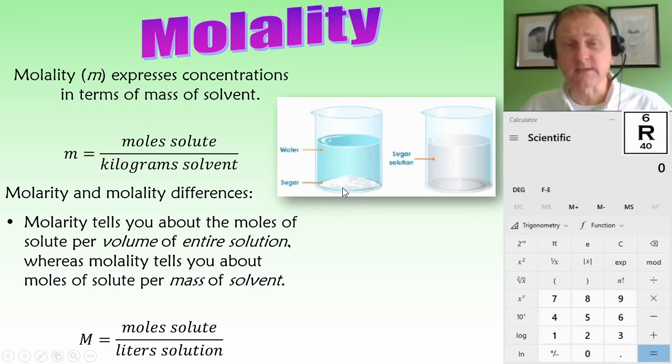The difference is, with molarity, we're saying how much sugar is in this volume of the solution. Now that the sugar is dissolved into the solution, how much sugar is in the solution? That's molarity. Whereas with molality, we're talking about how much sugar is there in relationship to the solvent, to the water. So we're comparing solvent to solute when we talk about molality, but we're talking about solute and solution when we're talking about molarity.